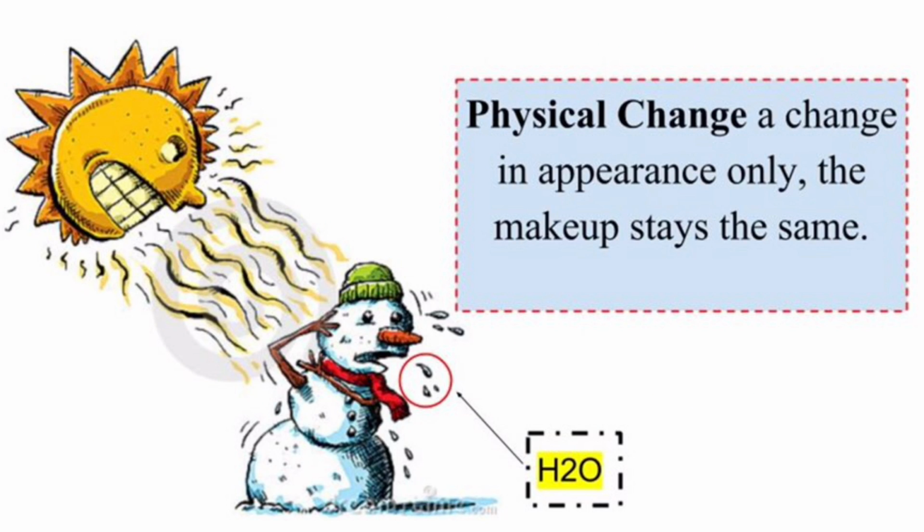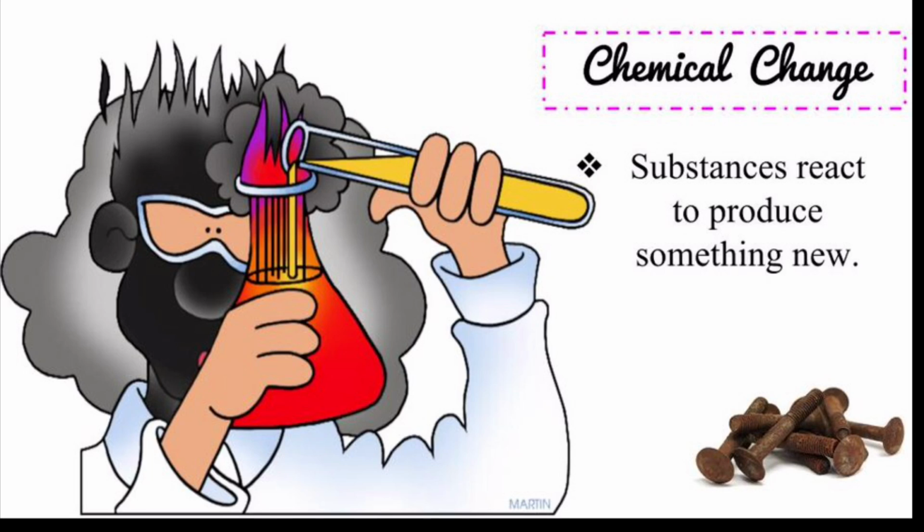If you didn't know, a snowman melting is changing only its appearance, meaning it's a physical change. A physical change is a change in appearance, but the composition or the makeup stays the same. The snowman's makeup is H2O, so even before or after the snowman melted, it stayed H2O. That's what makes it a physical change.